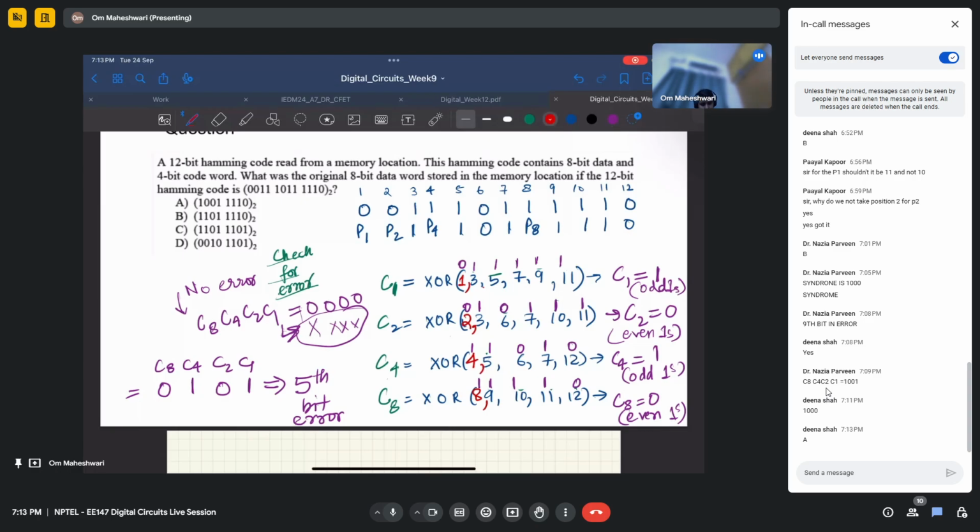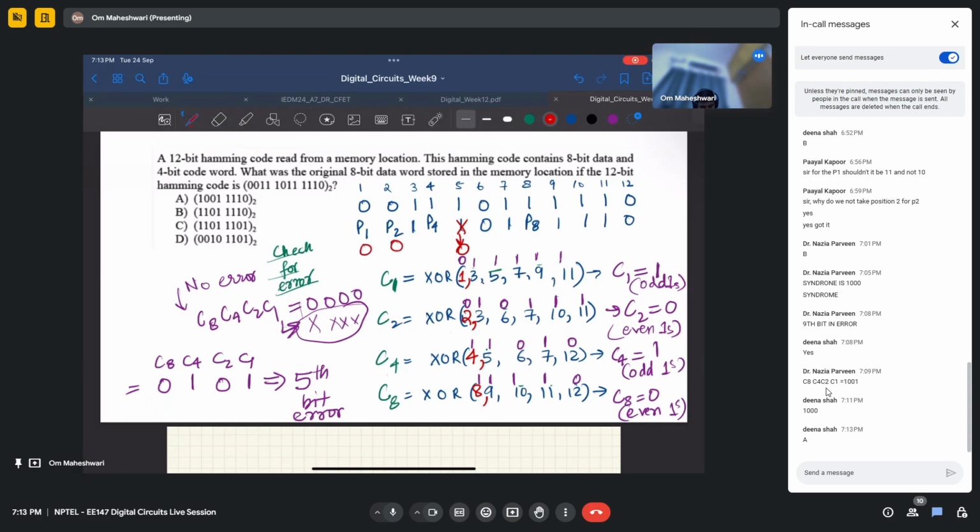So what does that mean? This 1 should be 0. Rest all the bits I'll write as is, 0, 0, 1, 1, 0. I'll only write the non-parity bits. So finally this is your data, right? Error was there in the fifth bit. So your answer is option A.